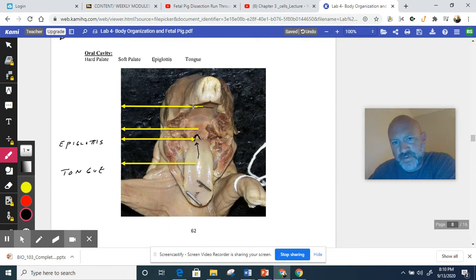If you were to rub your finger on the roof of the mouth, it would feel very rough here, and it would feel very smooth here. This has a very rough texture to it. This is called the hard palate. And this is called the soft palate.